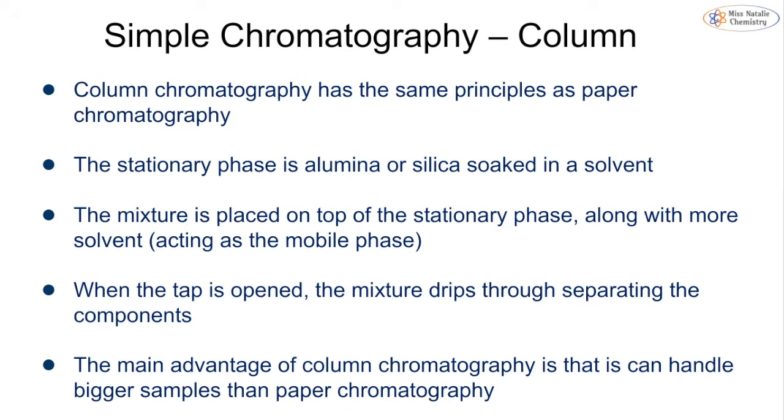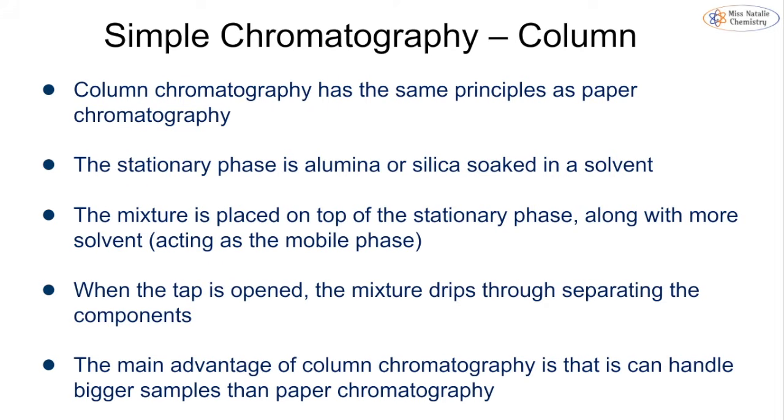Now we can move on to looking at a slightly different type of chromatography, and this is known as column chromatography. Now, the principles of column chromatography are the same as paper chromatography. The biggest difference is that we can use larger samples with column chromatography. So rather than just a spot of a mixture onto a piece of paper, we can use a tall column, and we'll look at a diagram to show what this looks like in just a moment.